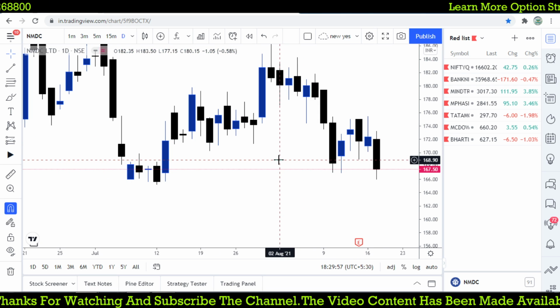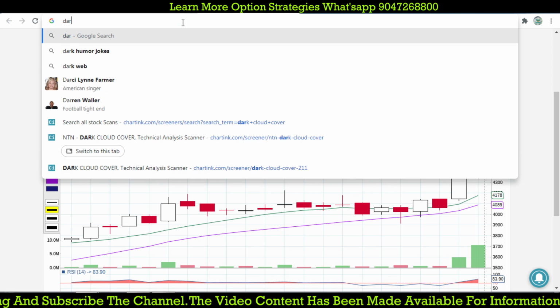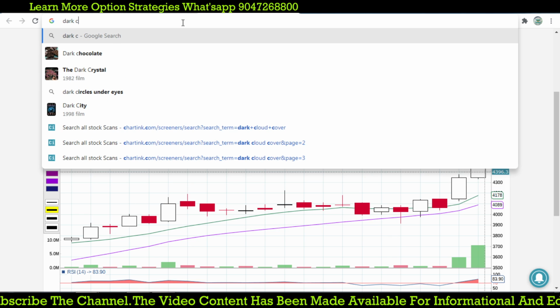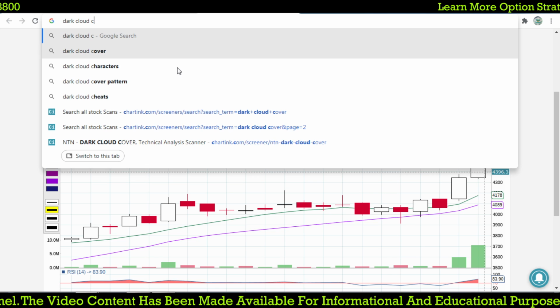So what kind of candle are we expecting in a dark cloud? Let's take the dark cloud cover candlestick pattern.